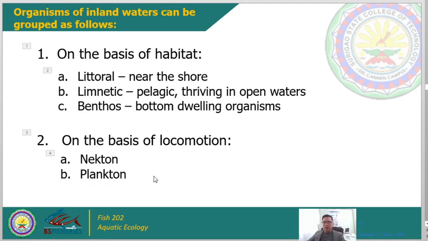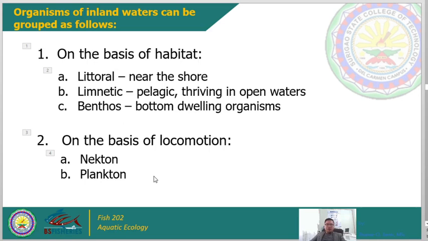So, first, we have the organisms of inland waters can be classified as follows. So, unsay may mga classes of organisms found in the lakes, the rivers, the ponds, swamps, and marshes. So, unsay mga types of organisms? They can be classified according to habitat, no? So, when we classify the organisms according to habitat, there are organisms considered as the littoral organisms. Littoral meaning to say they are found near the shore of the lake.